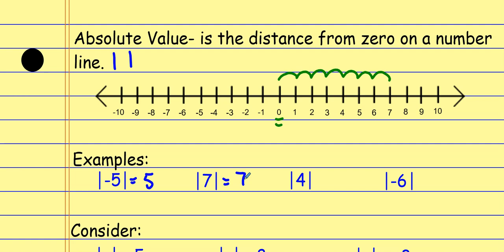So when we're measuring things, we always count in terms of positive. So here, the absolute value of 4 would be a 4, okay? It's 4 units away from 0. The absolute value of -6 is a +6 because it's 6 units away from 0, okay? So now we're going to apply that to solving equations.